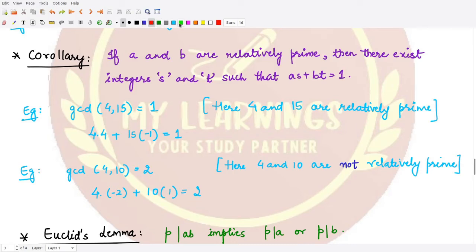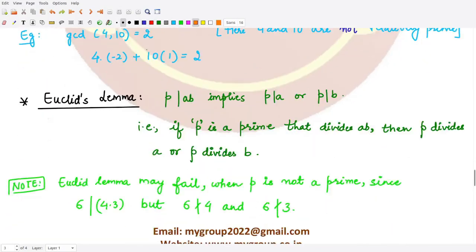Next, let's move forward and see Euclid's lemma. It tells us that whenever p is a prime number, and it divides the product of two numbers, then either the prime number divides the first number, or the prime number divides the second number. So if p is a prime that divides the product of a and b, then either p divides a or it divides b.